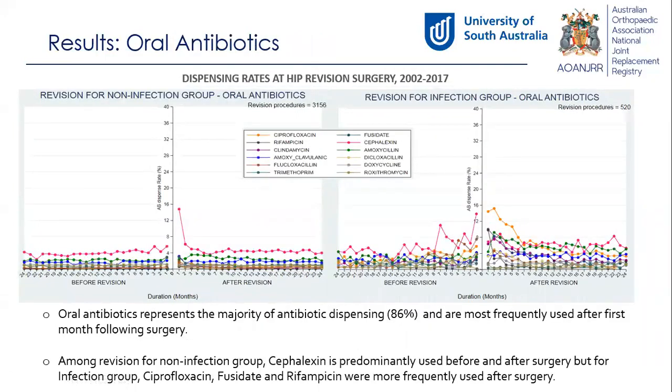And then the next are the oral antibiotics. Oral antibiotics make up the majority of antibiotic dispensing, like 86% of the antibiotics are orals, and they are most frequently used after the first month following the surgery. In the non-infection group, here you see the pink one. This is cephalexin, which is predominantly used before and after the surgery. But in the infection group, you will see a bunch of different oral antibiotics used, and you find ciprofloxacin, fusidate, and rifampicin were more commonly dispensed. So it's a different pattern to the non-infection group among these patients.